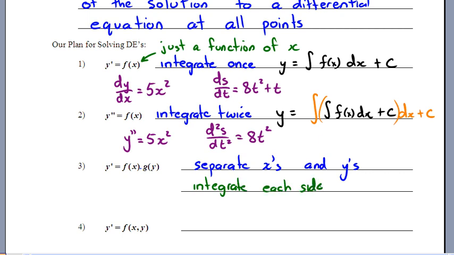Okay, so you do those integrals separately. And then after you've integrated each of the sides, the left side and the right side, after that you'd go and solve for y. Get that y all by itself. And that works out pretty good.